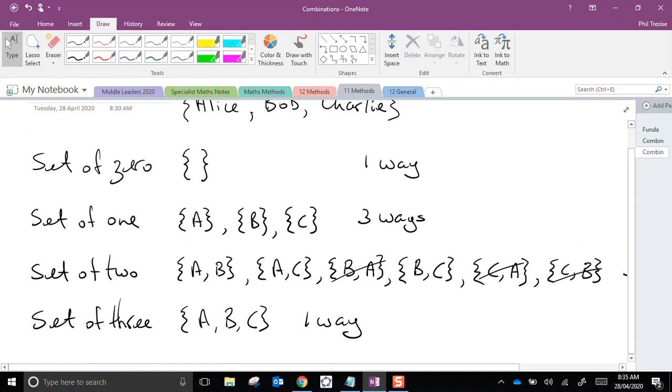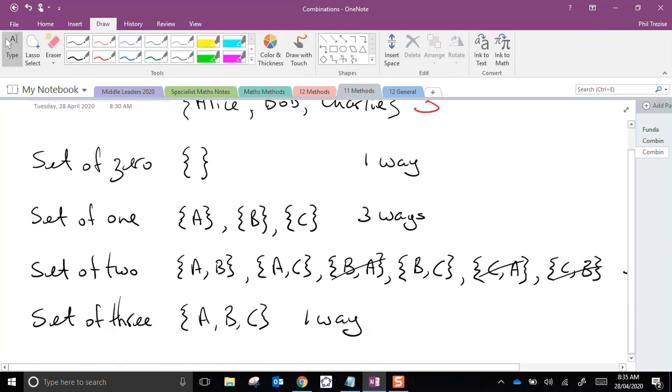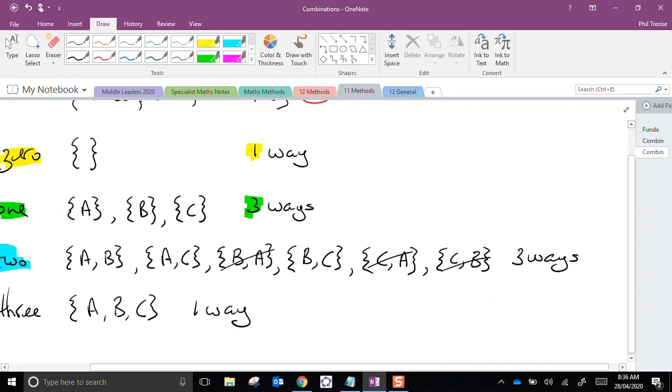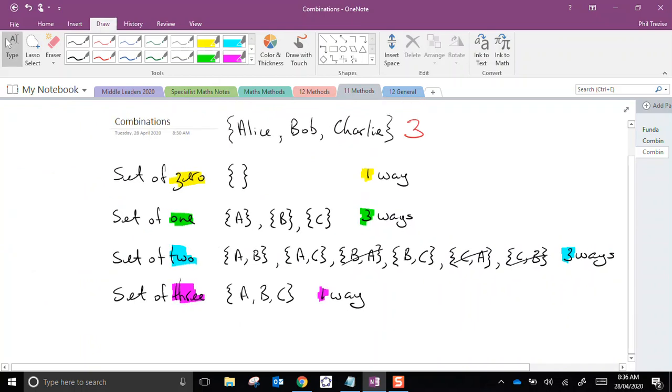Now the important numbers here, let's talk about the numbers. There were 3 people in the original set to choose from. Here I was choosing 0 people and I ended up with an answer of 1. Here I was choosing 1 person and I ended up with an answer of 3 ways to do this. Here I was choosing 2 people and I ended up with 3 ways to do this. And here I was choosing all 3 of them and I ended up with 1 way to do this.